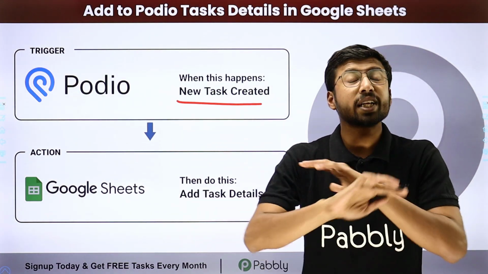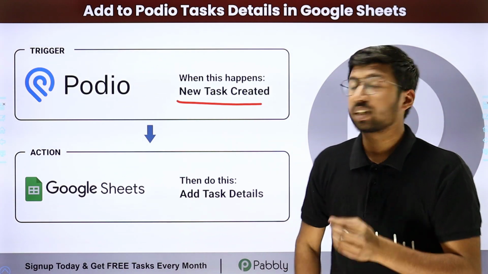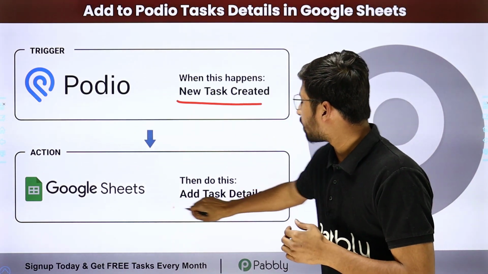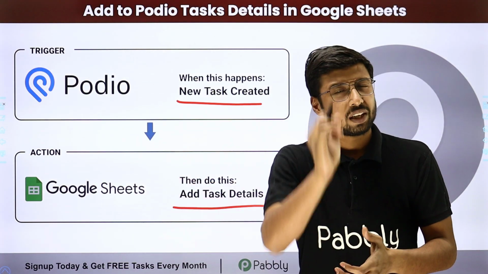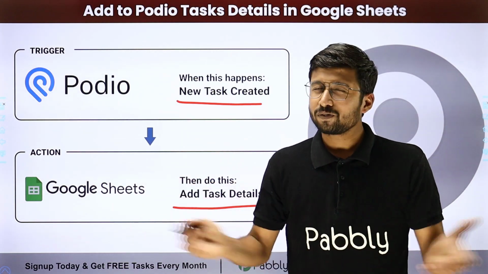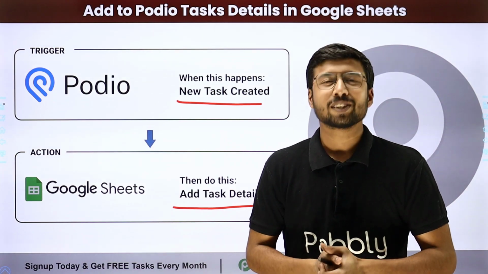So let me tell you, you can completely automate this process, and using this automation, whenever a new task is created, automatically the details of that task will be added in Google Sheets. Want to know how you can set up this automation? For that, you just have to come with me to my screen.